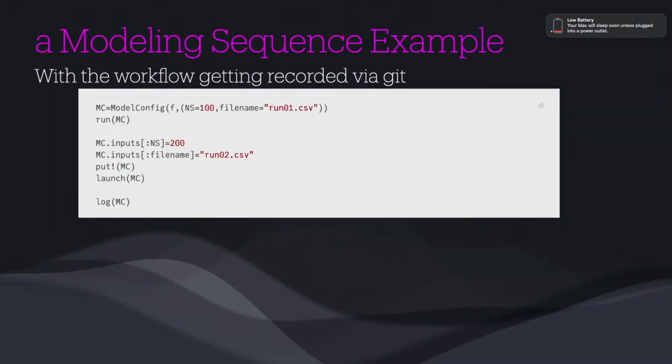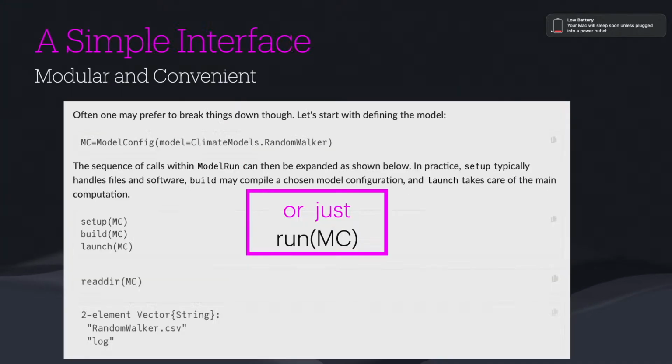Here's a slightly different example where I do 2 simulations. So again, the first one defines a model, and this is a very, very simple model. This is like a random walk in Julia, so it's like a single function written in 1 line. But it's just to demonstrate the strategy.